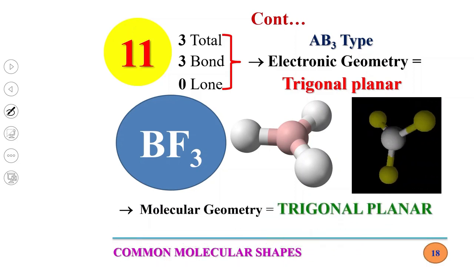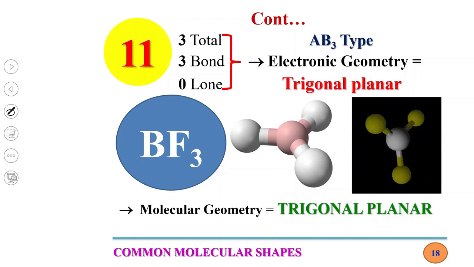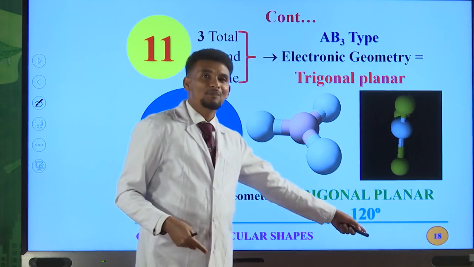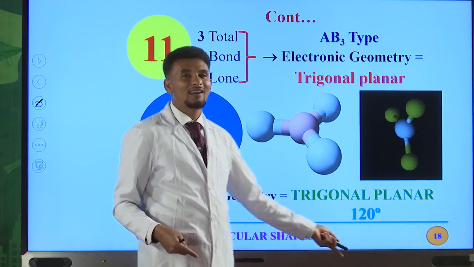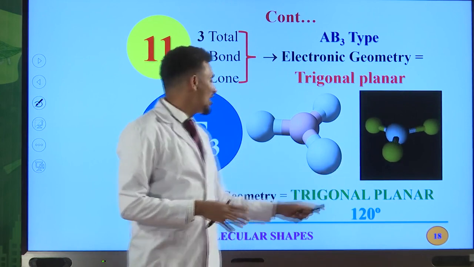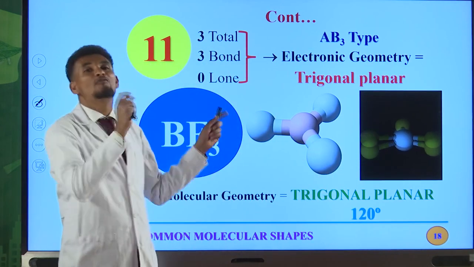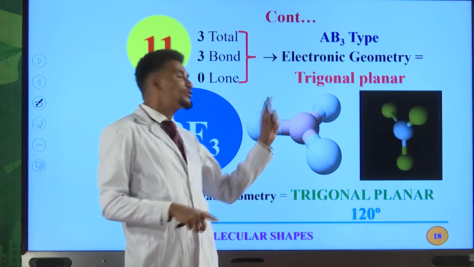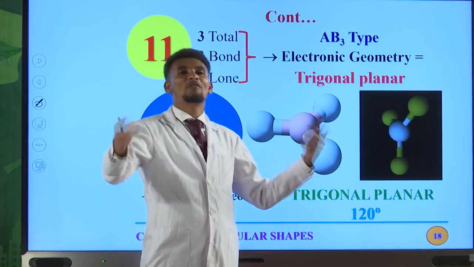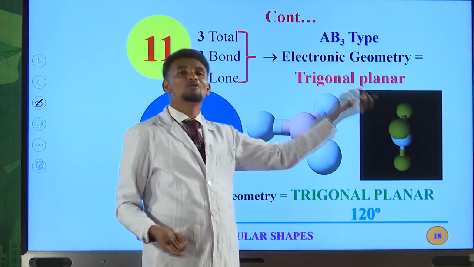Their molecular geometry is also trigonal planar. The ideal bond angle of the molecules that have AB3 type is 120 degrees. This is the ideal bond angle. Okay. What is the electronic geometry? Trigonal planar. Remember this one. What is the molecular geometry? Trigonal planar. Why? Because we have no lone pairs of electrons on the central atom. If there is a lone pair of electrons, the molecular geometry is different from the electronic geometry.